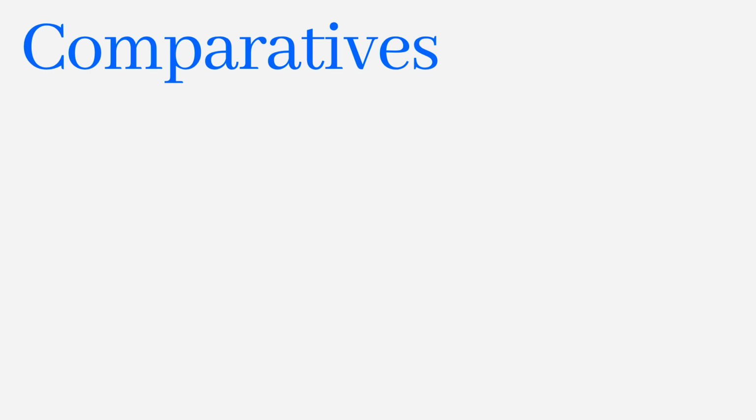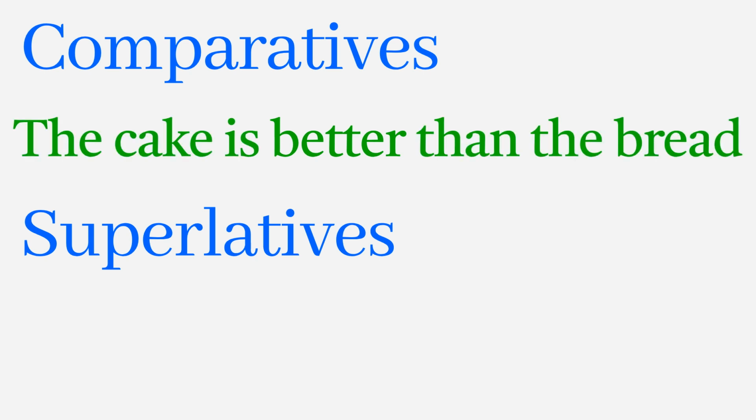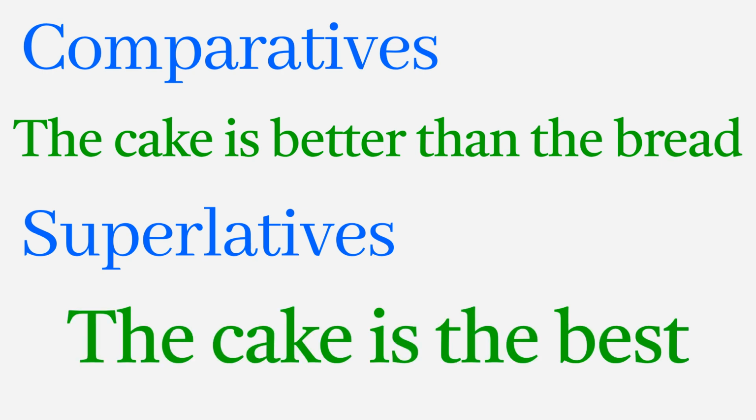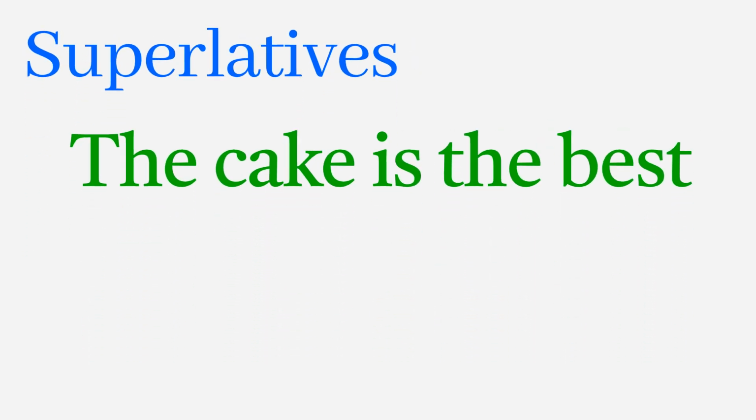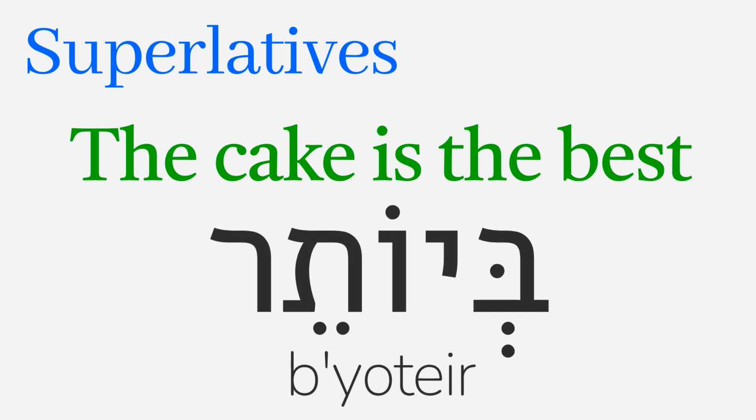Let's also learn about something called superlatives. In English, better is a comparative word. It compares things, as in, the cake is better than the bread. It is more good. While best is a superlative. The cake is the best, that is, the most good of all. To make superlatives in Hebrew, we can use the preposition ba with the word yoter, ba yoter.